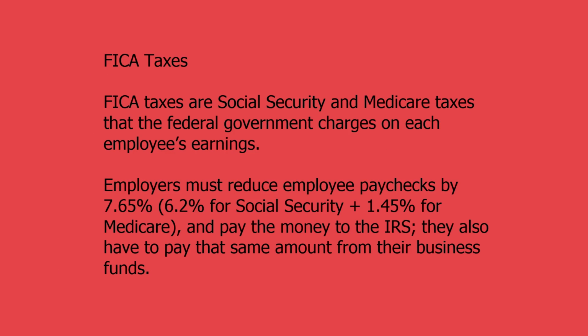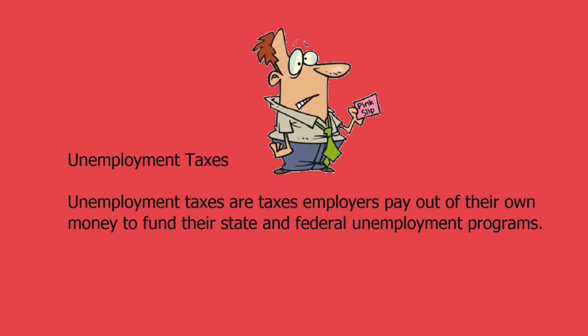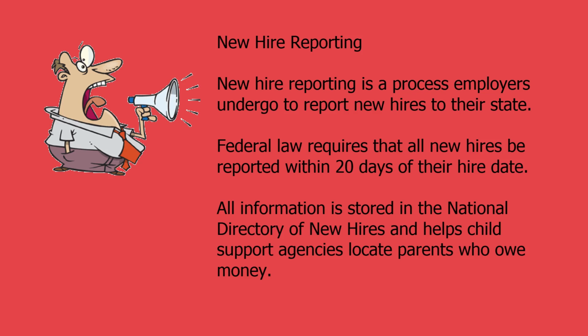FICA taxes. FICA taxes are Social Security and Medicare taxes that the federal government charges on each employee's earnings. Employers must reduce employee paychecks by 7.65%, 6.2% for Social Security plus 1.45% for Medicare, and pay the money to the IRS. They also have to pay that same amount from their business funds. Unemployment taxes. Unemployment taxes are taxes employers pay out of their own money to fund their state and federal unemployment programs.